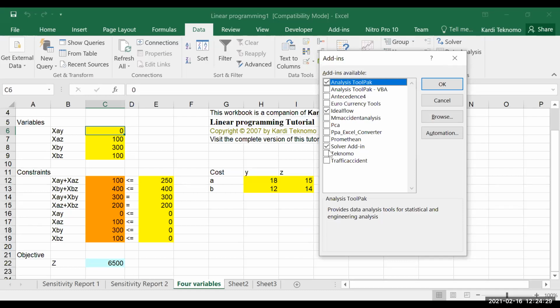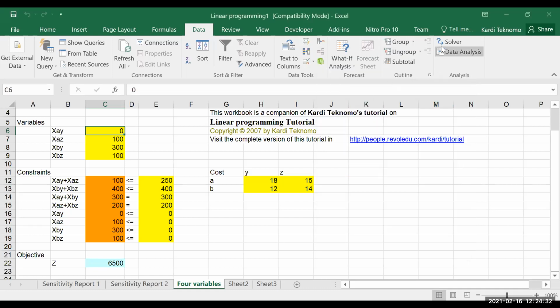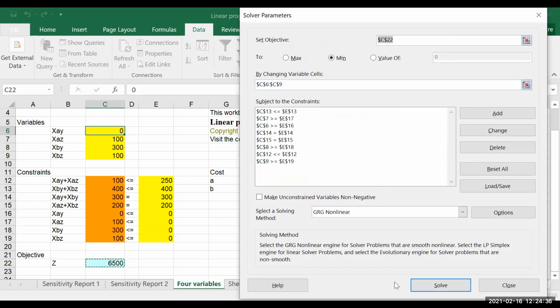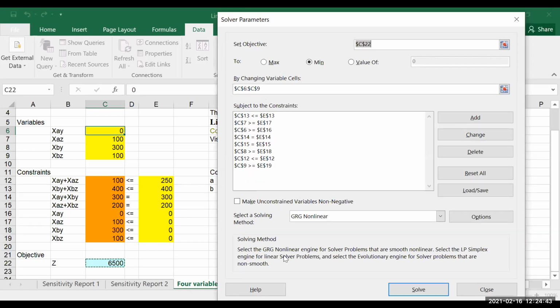Sorry, can I see what the cell reference is, what the constraint is? This one? Oh yeah, good. So the objective is C22 with the Z, and your goal is to minimize. The variable cells are C6 to C9. And then you put in the constraints one by one, exactly the same as the LP formulation, the optimization formula.